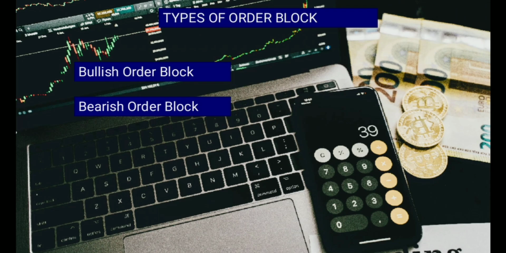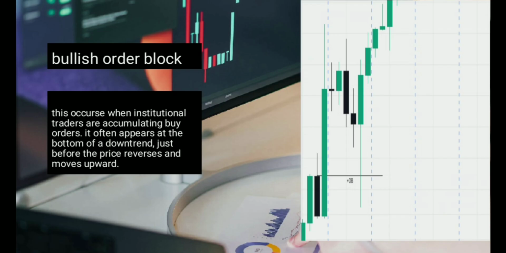We have two types of order blocks: the bullish order block and the bearish order block. The bullish order block occurs when institutional traders are accumulating buy orders. It often appears at the bottom of a downtrend, just before the price reverses and moves up. Or you can simply say it is the last down close candle before the bullish move. Most of the time, the market retreats back to this level to take orders and move to the upside.